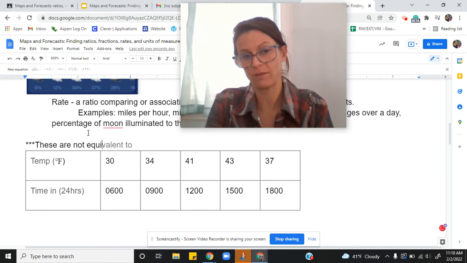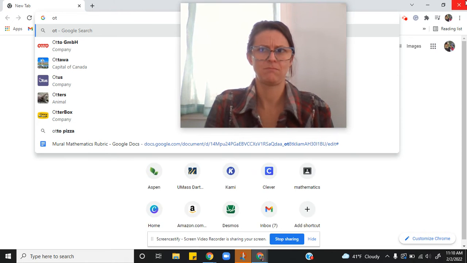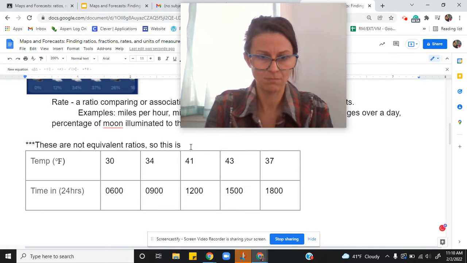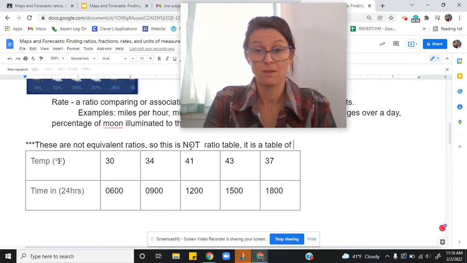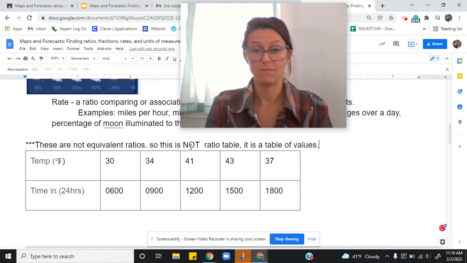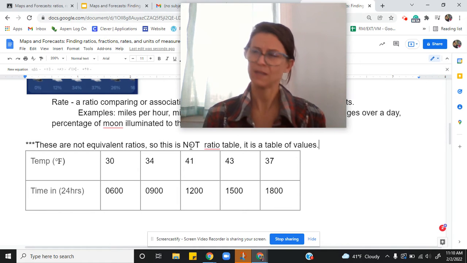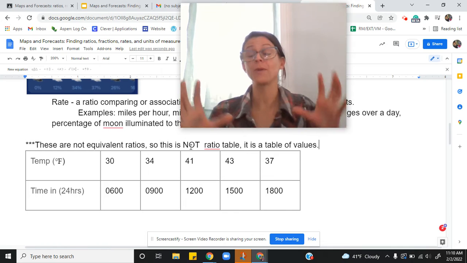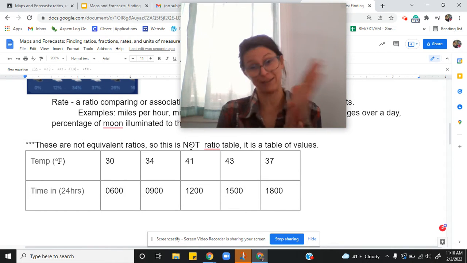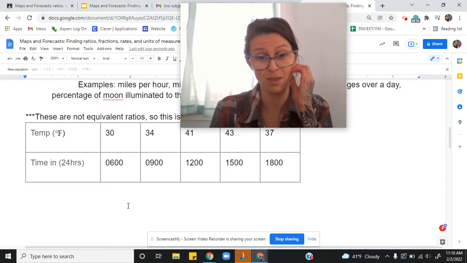These are not equivalent ratios. So this is not a ratio table. It is a table of values that may or may not have an association. We don't know if they have an association overall. We know that at a given time and a given temperature, those are associated, but we don't know if there's a pattern overall. And that's what rates are going to help us with.